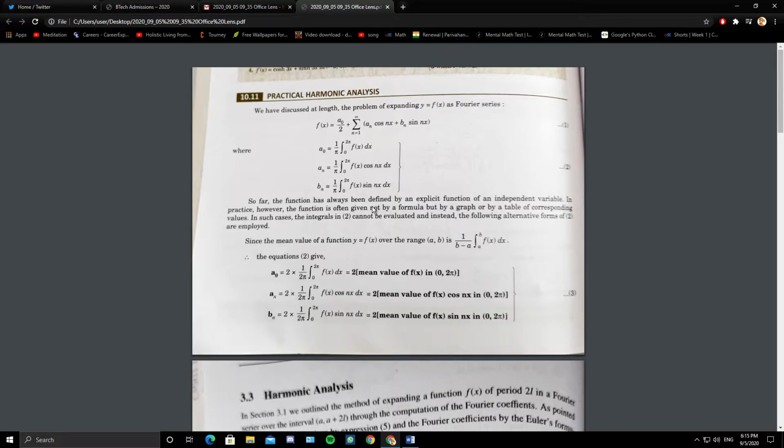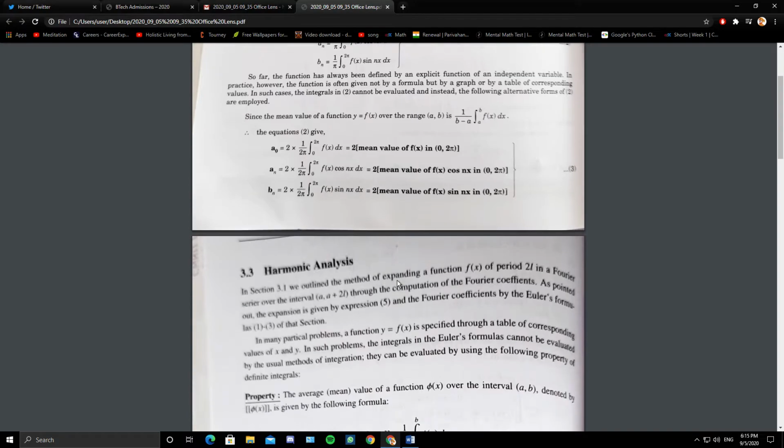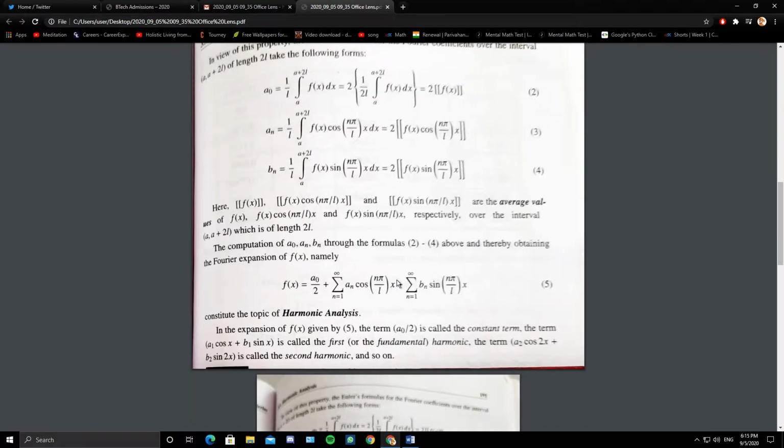But in practical cases you will not be knowing the function. You will be given the values of x and f of x in tabular form. So even without knowing the function, with the values given in tabular form, we can find the Fourier series. That is what we are going to learn in this topic.